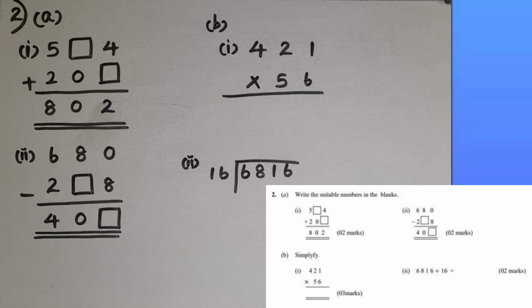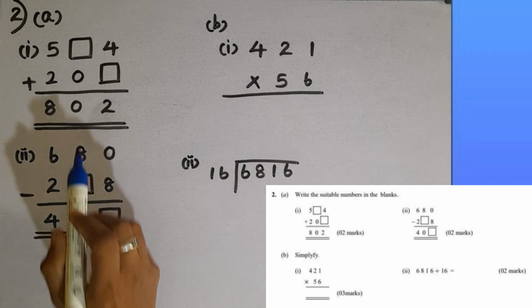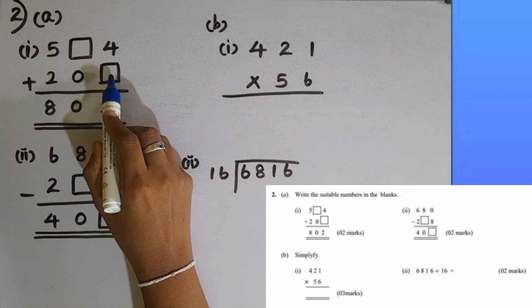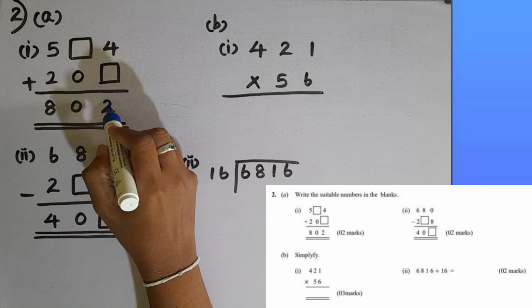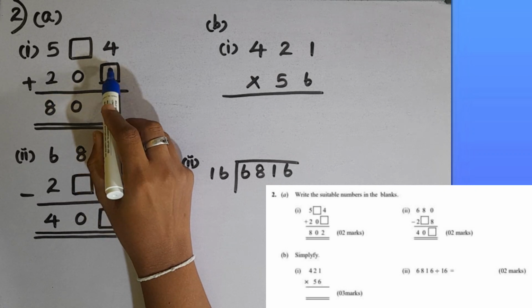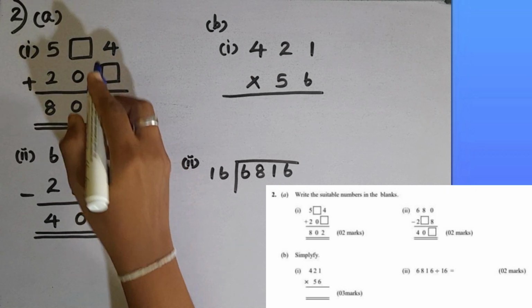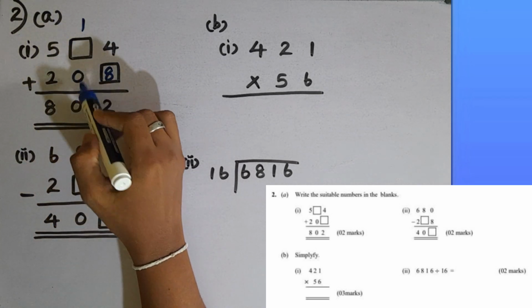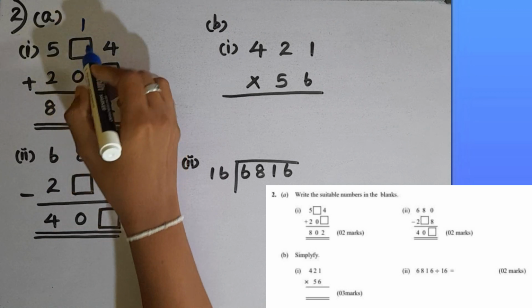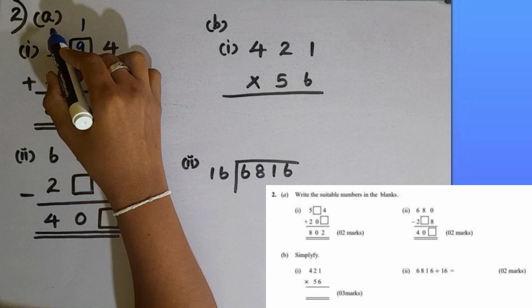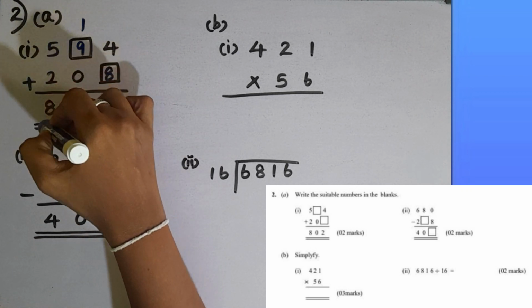Question number 2, A part. Write the suitable numbers in the blanks. Here the first one is an addition. So how to take the digit here? Here the addition is 2. So to take the digit 2 here we have to write 8. 8 plus 4 is equal to 12. Then 1 is remaining here. Then to become 0 here we want 9. 9 plus 1 is equal to 10. Then 1 goes to the next column. Then total addition is 8 here.